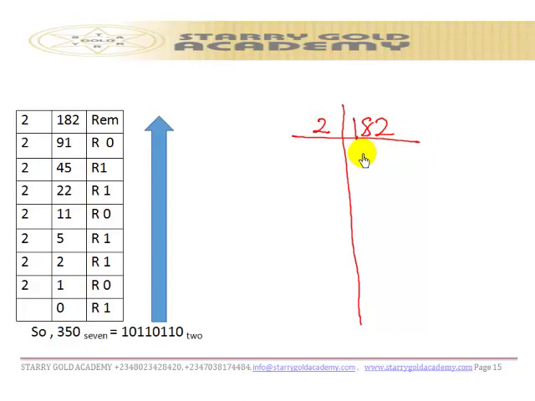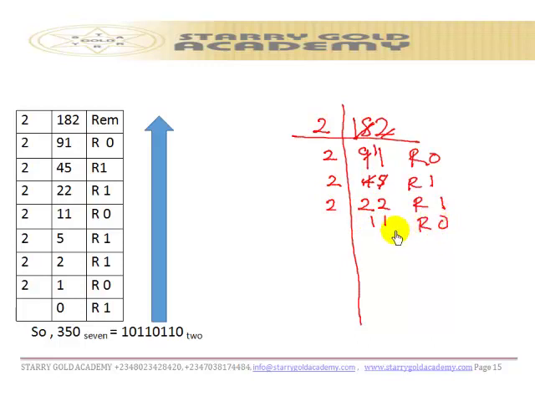2 in 18 is 9. 2 in 2 is 1. There is no remainder, remainder 0. 2 in 9 is 4, remainder 1. 2 in 11 is 5, remainder 1. Use 2 again. 2 in 4 is 2. 2 in 5 is 2, remainder 1. 2 in 22 is 11.